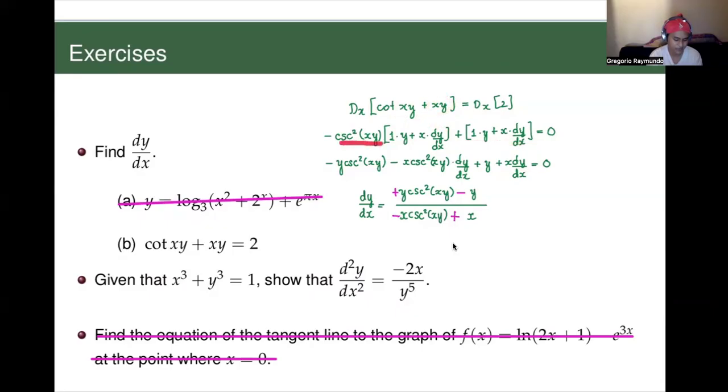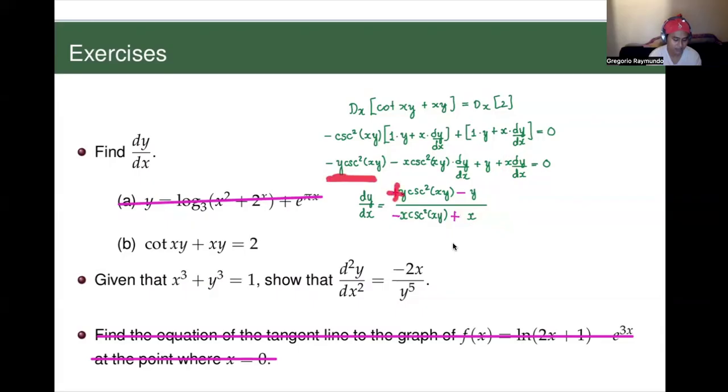Then simplify first. So you get your negative y cosecant squared xy. This multiplied by this, so minus x cosecant squared xy dy over dx plus y plus x dy over dx. Okay. Then let's put in the numerator and denominator what we want. This one, in the numerator, y cosecant squared xy. Don't forget to put the sign. This one in the denominator, x cosecant squared xy. This y goes in the numerator. This dy over dx in the denominator. Oh, sorry. The x, not dy over dx, goes in the denominator.